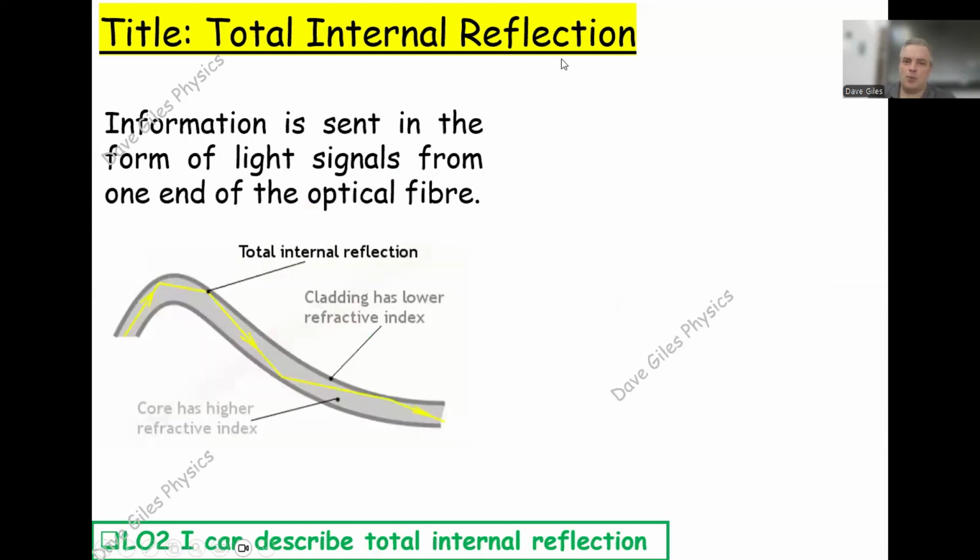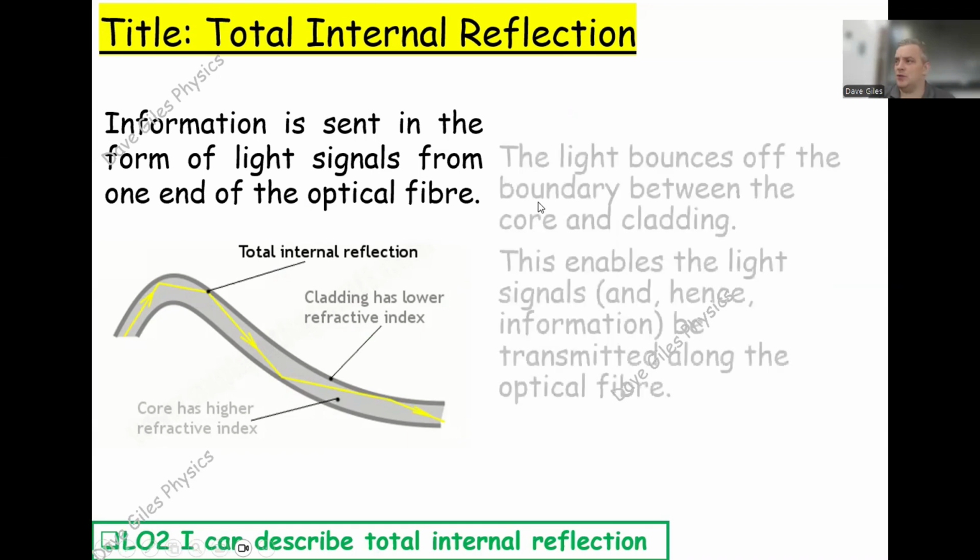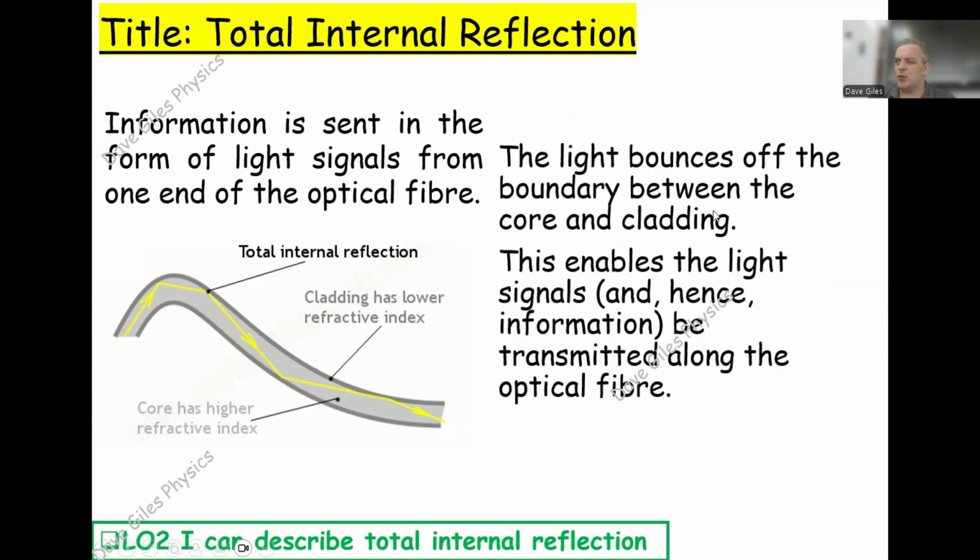So let's have a look at some places where it's used. It's sent in the form of a light signal from one end of the optical fiber to the other. The light bounces off the boundary between the core and the cladding. So the core is the bit in the middle and the cladding is the bit on the outside. This enables the light signals, and hence information, to be transmitted along the optical fiber.